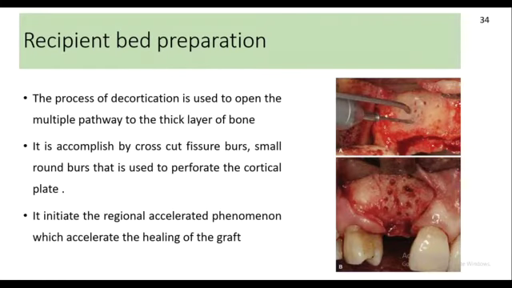Now whenever you talk about the recipient site preparation, the process of decortication is important. What you do basically is create multiple holes in the thick cortical layer. Why is it done? So that you can initiate the regional accelerated phenomenon. Whenever you place a flap, these new small round areas will act as a blood supply to your healing graft. So this recipient site bed preparation is a very, very important aspect.